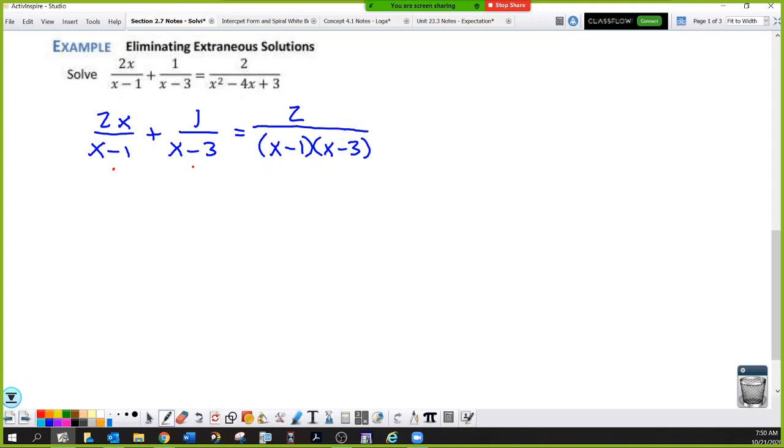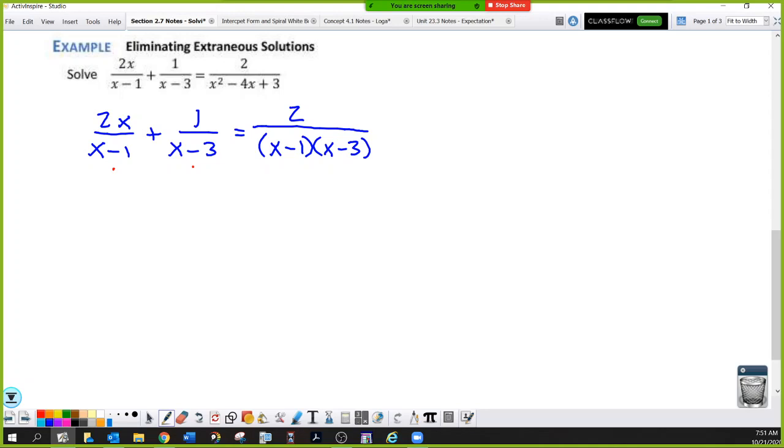Now, in the previous two examples, the process was to distribute the bottom of the fraction, right? Well, there's more than one bottom of the fraction here, so what do we do? What we do is we identify the least common denominator and we distribute by the least common denominator. If you do that, all of your fractions will disappear.